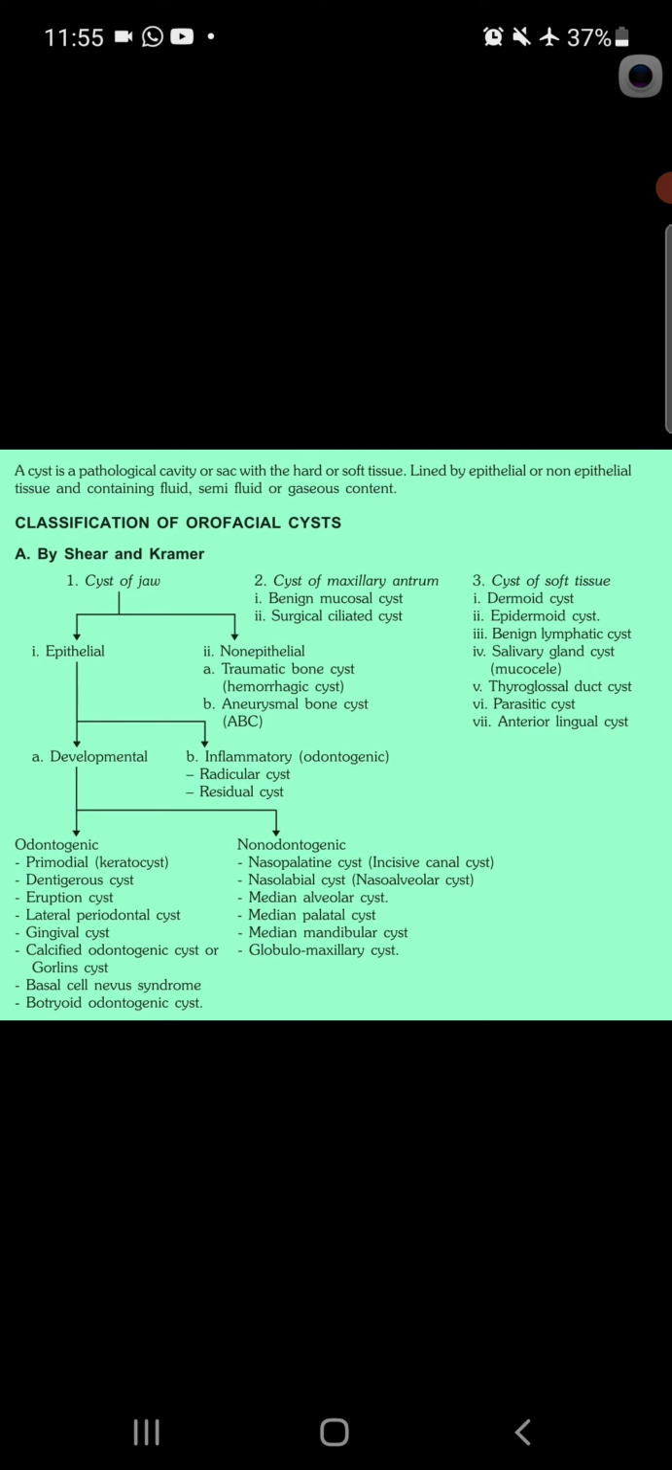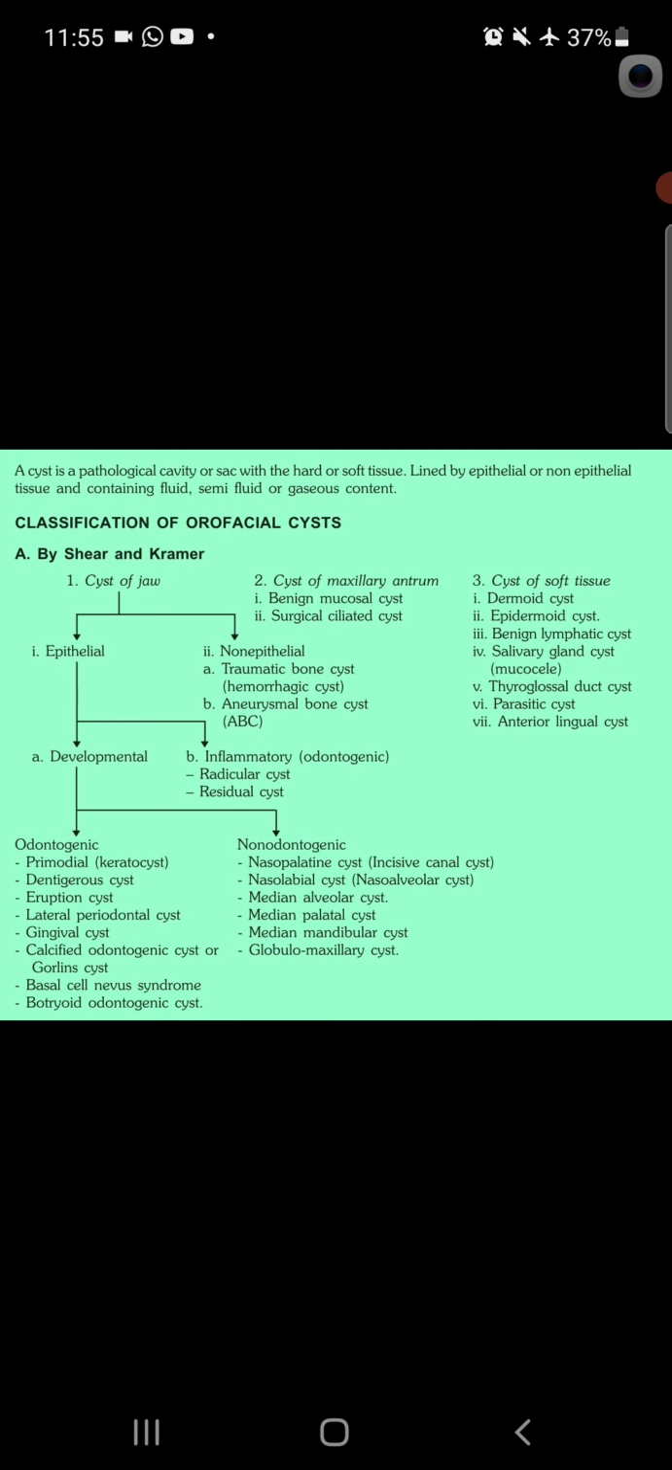Now, how do we define a cyst? A cyst is a pathological cavity or sac with a hard or soft tissue lining, lined by epithelium or non-epithelial tissue, and containing fluid, semi-fluid or gaseous content. It means a cyst is a pathological cavity, the first thing. Second, it may be lined by epithelium or not. If not epithelium, this is known as a pseudocyst. If epithelium, this is a cyst, containing either fluid, semi-fluid or gaseous content.